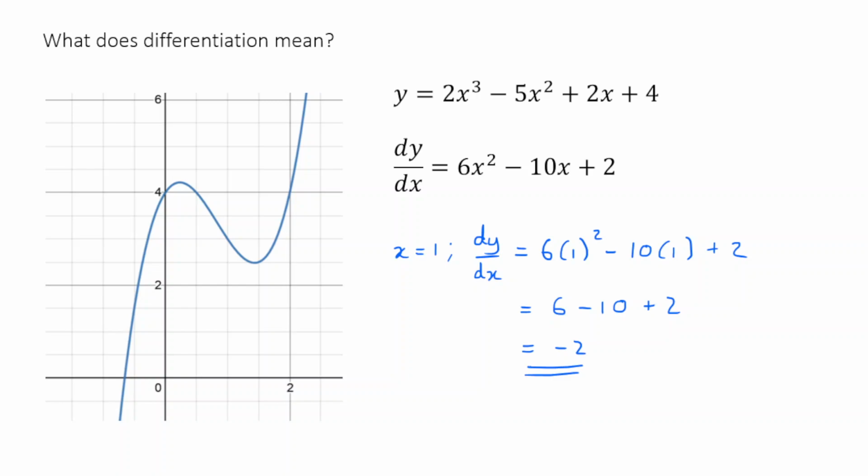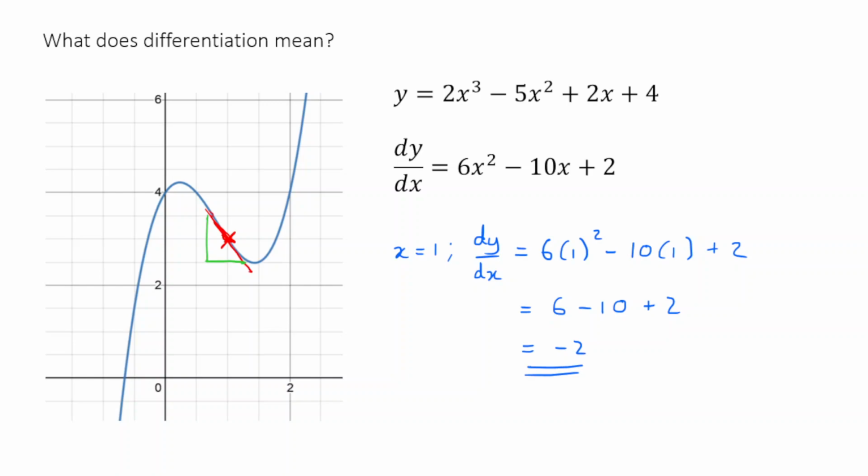That means that when x is equal to 1, the gradient is negative 2. And you can kind of see that there. The gradient of that line is negative. It is definitely sloping downwards. That's why we get a negative. If you were to draw your triangle out and try to calculate it, you would get negative 2.